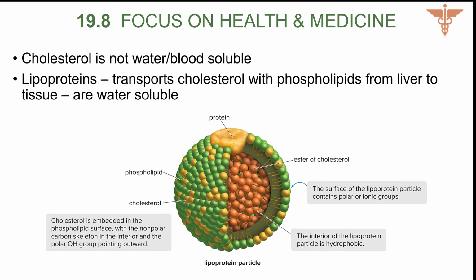Cholesterol is not water or blood soluble, which is why it's not healthy for us because it's going to collect in our fatty tissues. Lipoproteins will transport the cholesterol with phospholipids from the liver to the tissue, which are water soluble. So this kind of acts like soap. And it forms a micelle around that cholesterol. So the cholesterol is embedded in the phospholipid surface with the nonpolar carbon skeleton inside, and then the polar OH groups are sticking outside. It can form cholesterol esters, which can transport the cholesterol to your liver tissue.